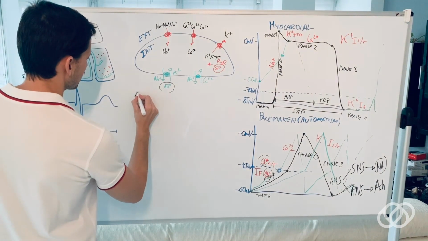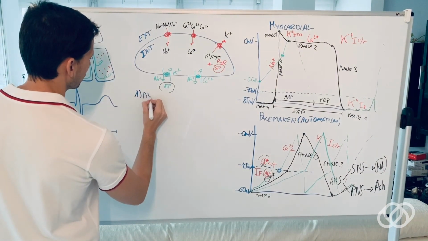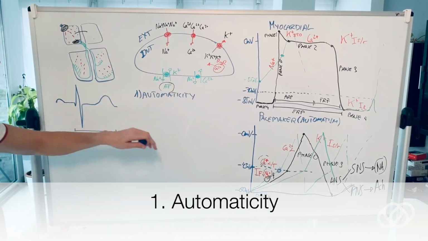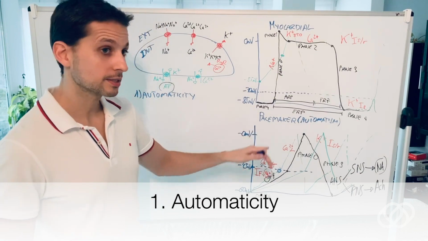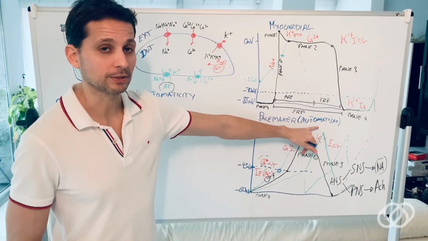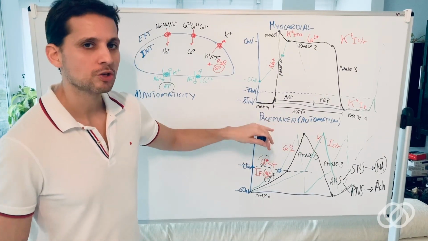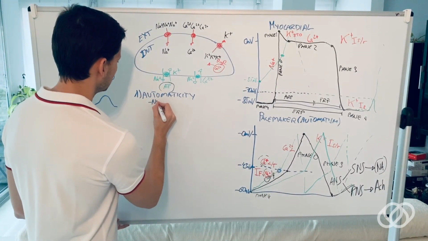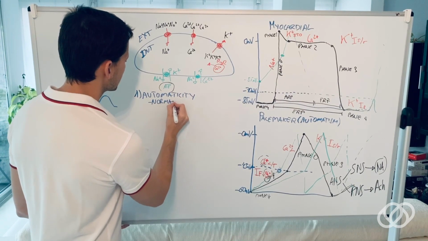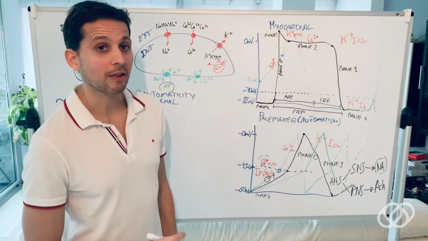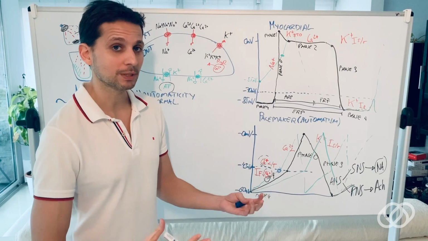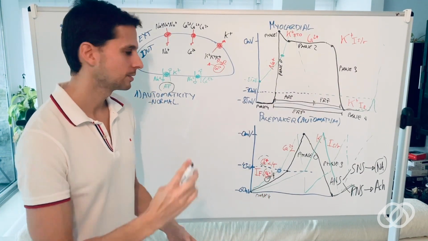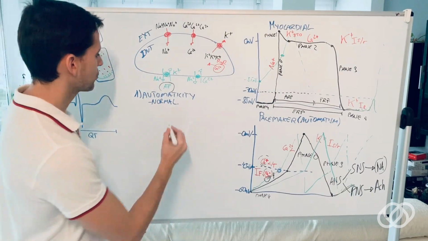The first one is the enhanced automaticity. We have already said that there are some cells that have the automatism property, the pacemaker cells. So we can have a normal automaticity in case these cells are the ones that have the increased automaticity. So they are the ones that fire at a higher pace. That means, in which situation could we have that?